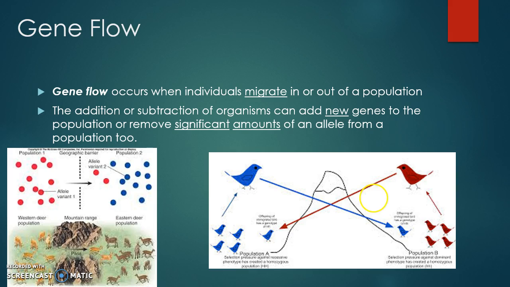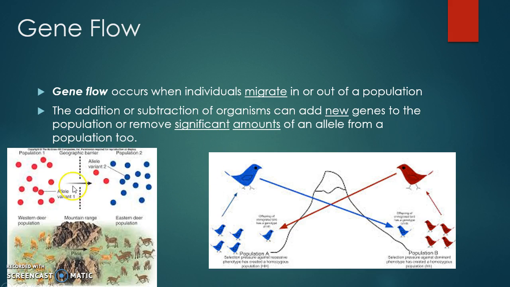All right, gene flow is a newer one that we're going to talk about here. Gene flow occurs when individuals migrate in or out of a population. This essentially happens whenever animals move. It's a very simple idea. We can define it as the addition or subtraction of organisms that can add new genes to the population or remove significant amounts of an allele from a population too.